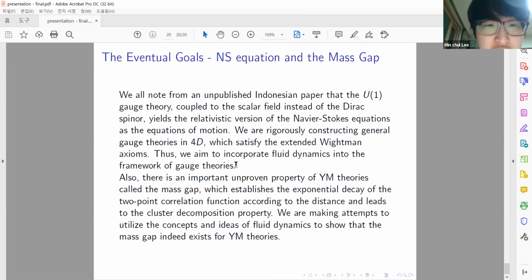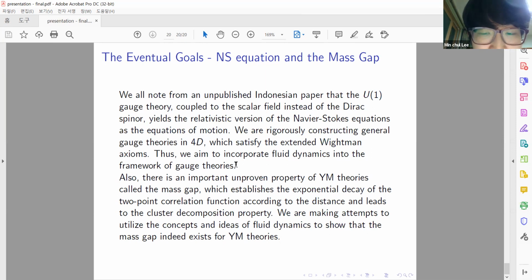So our eventual goals are the Navier-Stokes equation and the mass gap. We also note from an unpublished Indonesian paper the U(1) gauge theory coupled to the scalar field instead of the Dirac spinor. Here is the relativistic version of the Navier-Stokes equation as the equations of motion. We are rigorously constructing general gauge field theories in 4-dimensional space-time, which satisfy the extended Wightman axioms that I have been working on. Thus, we aim to incorporate fluid dynamics and the existence theorem of the Navier-Stokes equation into the framework of gauge theories.